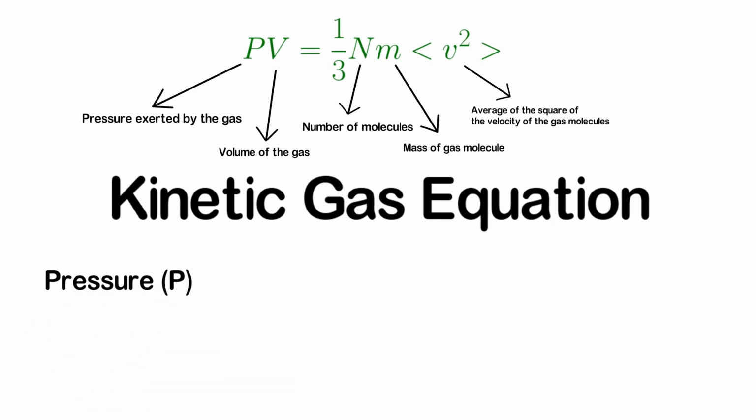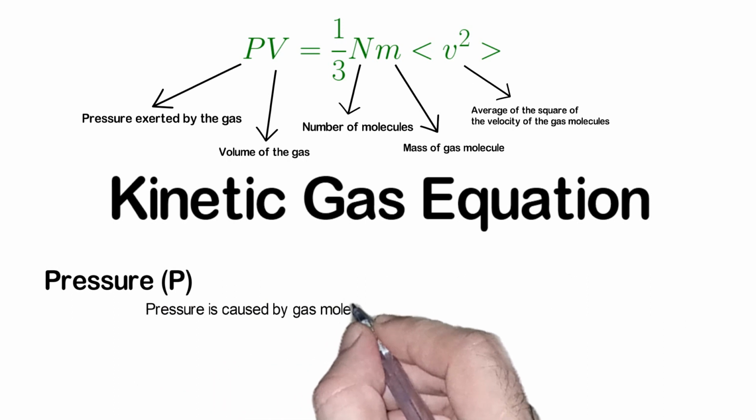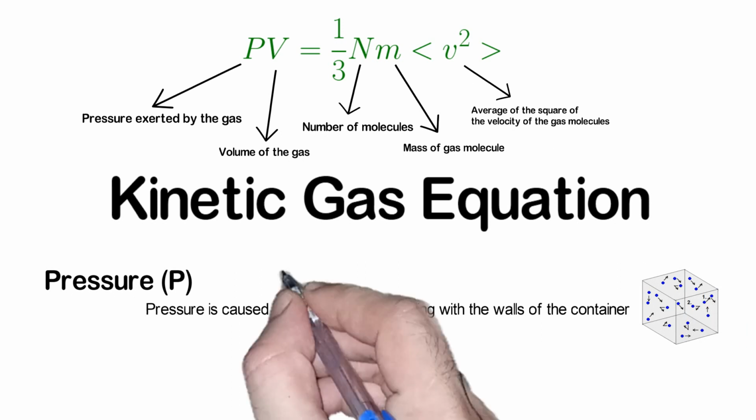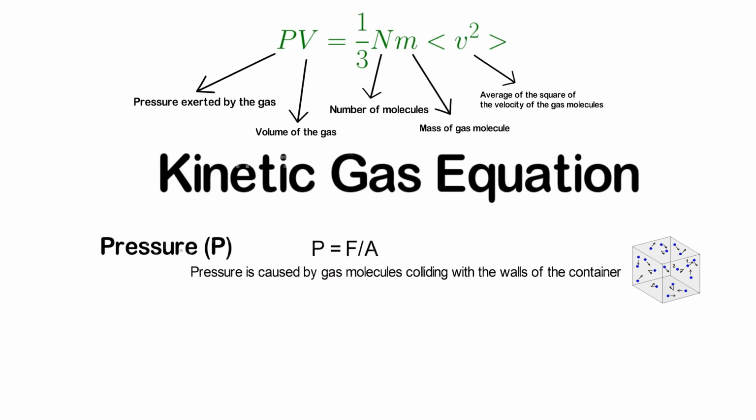Number one is pressure. Pressure is caused by gas molecules colliding with the walls of the container. Every time a molecule hits the wall, it exerts a force. The sum of these forces over a given area results in the gas pressure.